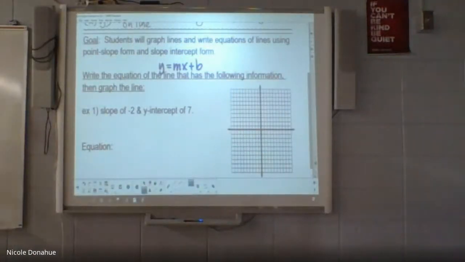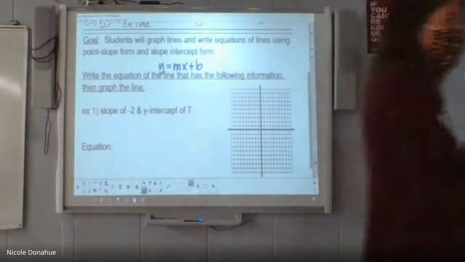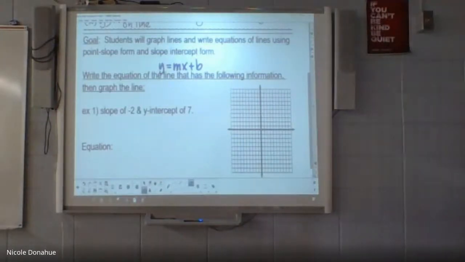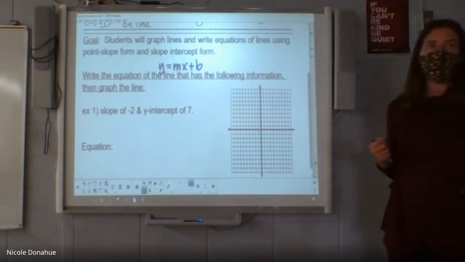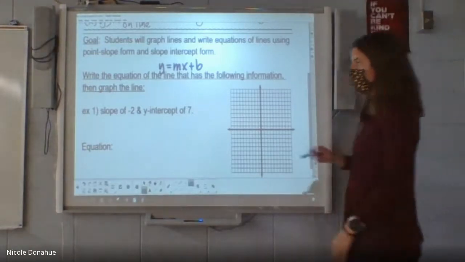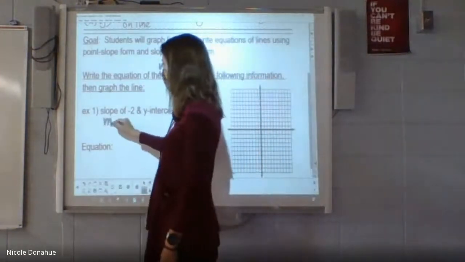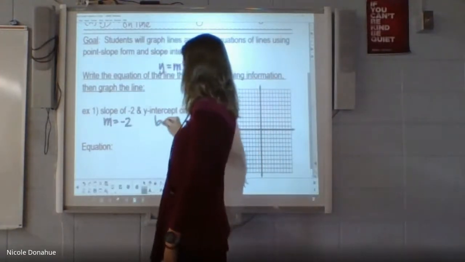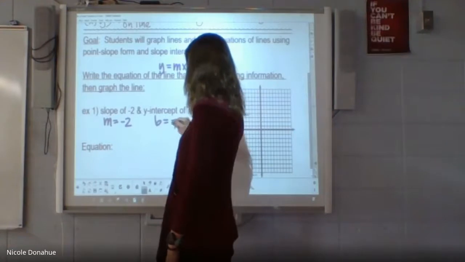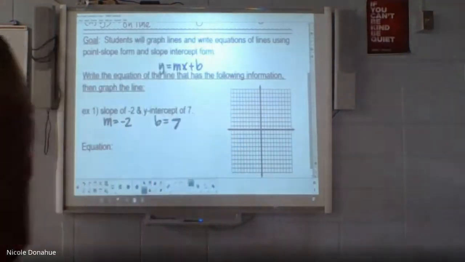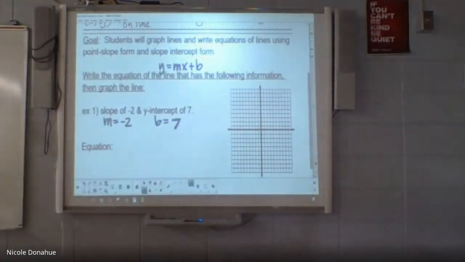So what do we know? If they told us the slope is -2, the y-intercept is 7, what do we know already? What letters do we know? About what Will and Peyton told us. Yeah, Will? That M is -2 and B is 7. Yeah, they're giving us that information there. That M is -2 and B would be 7. So they're telling us M and B.